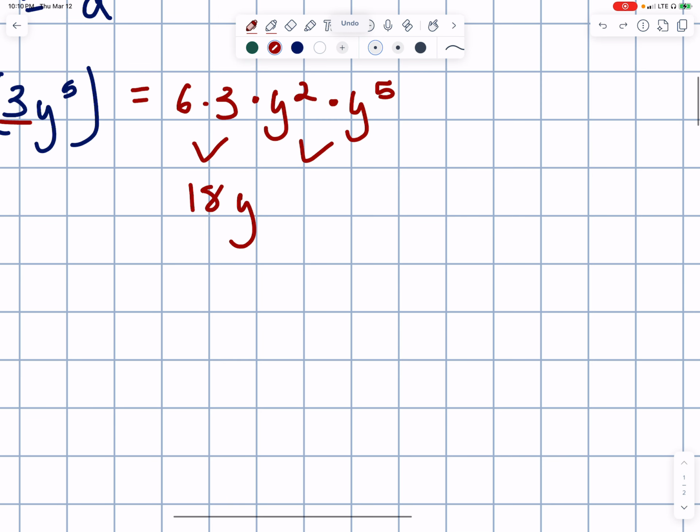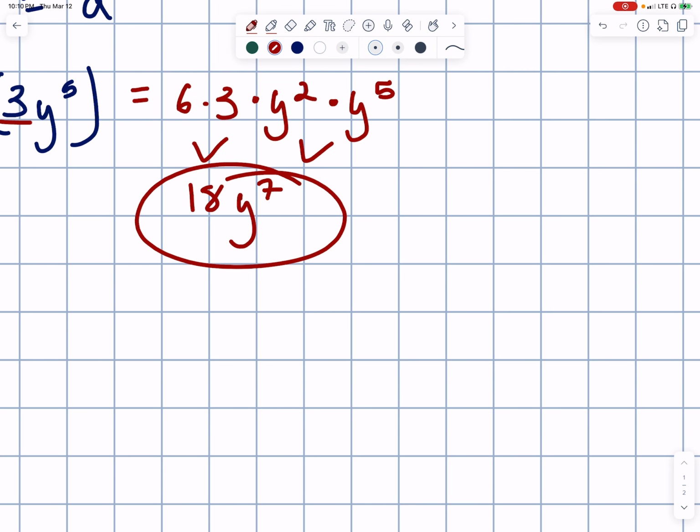18y, 2 plus 5 is 7. 18y to the 7th power.